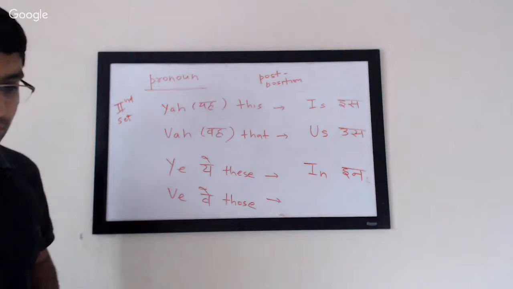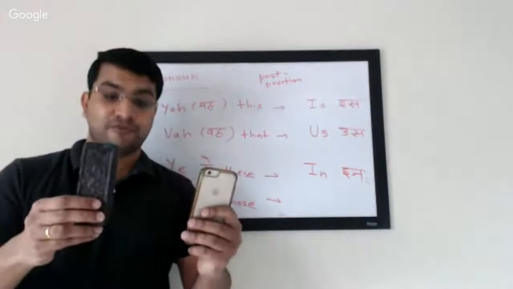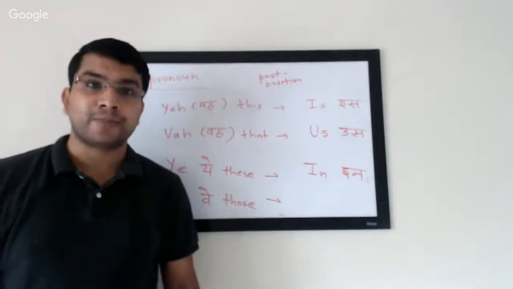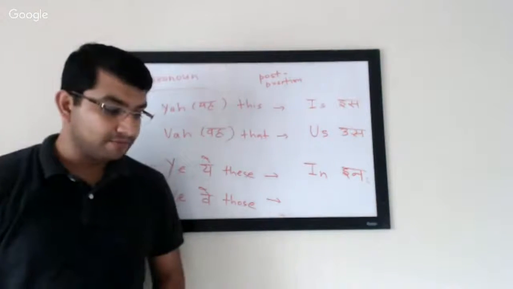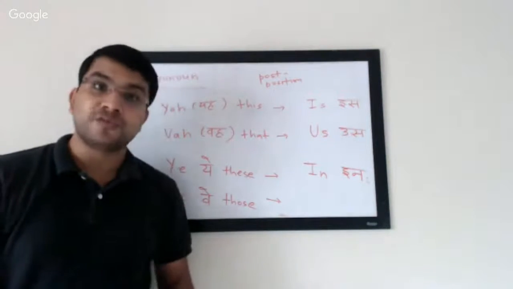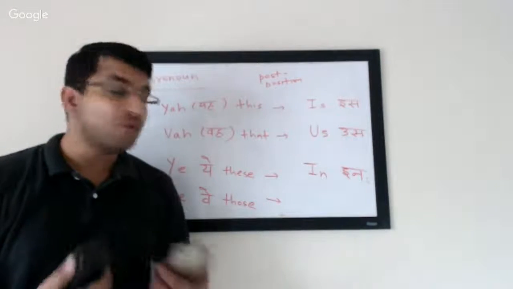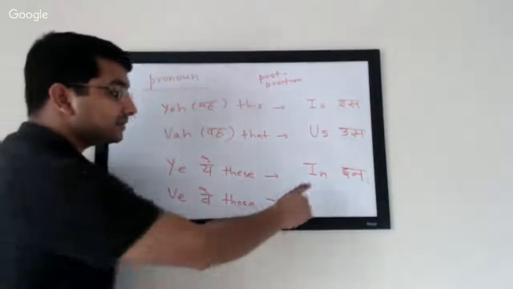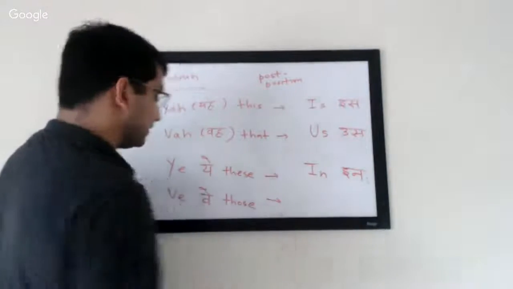So similarly, if I had two phones, and I show you, okay, these are phones, ये phone है, and then if I were to say in these phones, phono में, or in phones में, right? So hence ये becomes in.